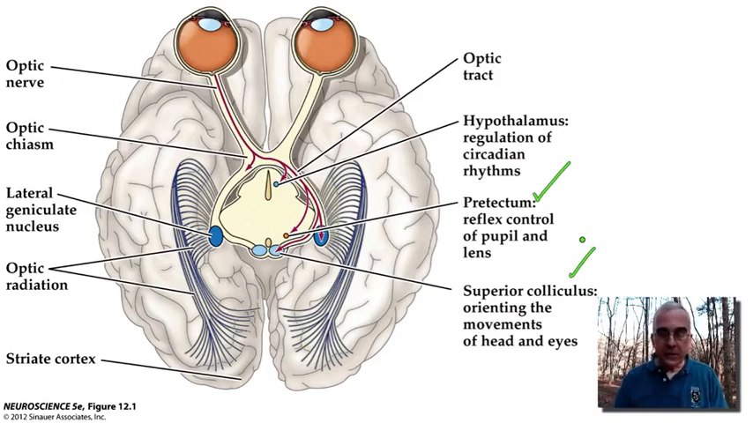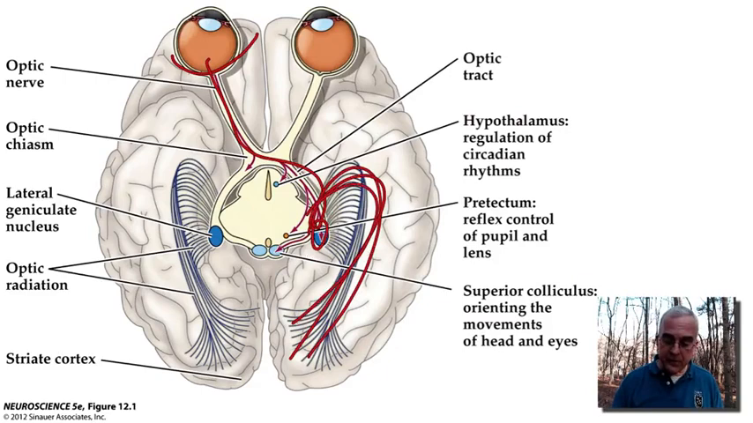Well, our focus today is going to be on the image-forming pathway. That is the pathway from the retina to the lateral geniculate nucleus, and then from the lateral geniculate nucleus back into the primary visual cortex and beyond, into extrastriate visual cortex.